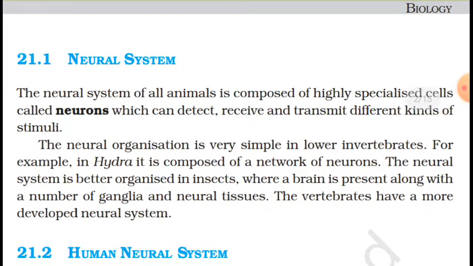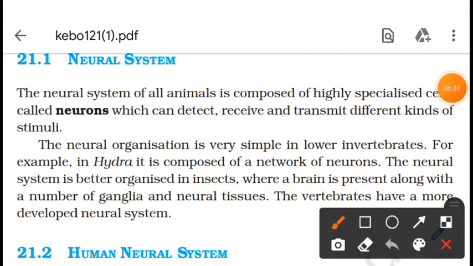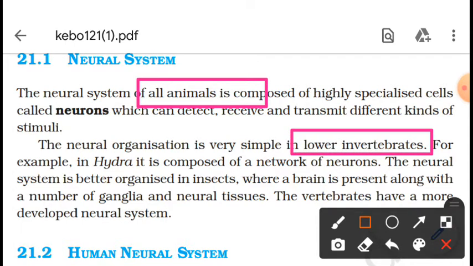Now let's discuss the neural system. As we know, the neural system is not highly developed in all organisms. In lower organisms, it's actually a primitive organization. A well-developed neural system is not present here, but it is related to the conduction and transmission of stimuli. In lower invertebrates, a primitive system is there.